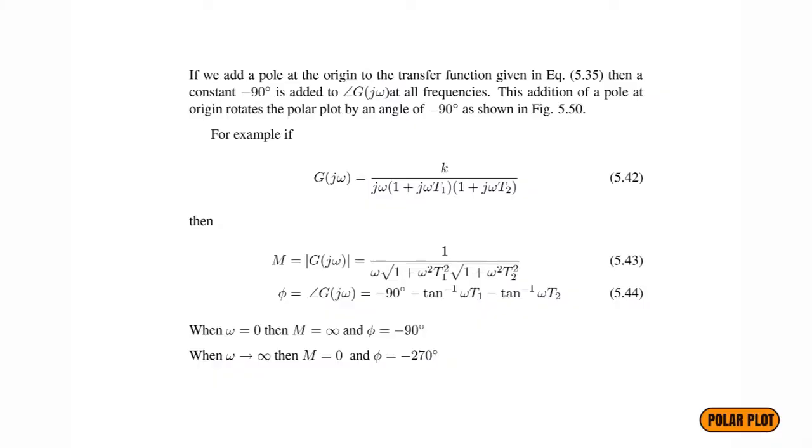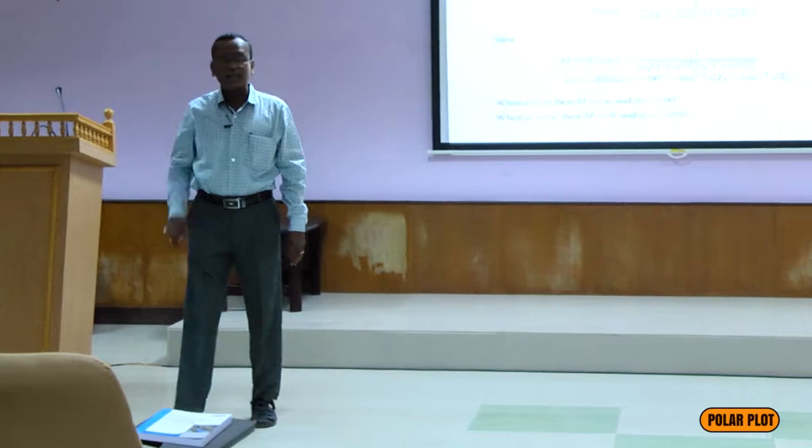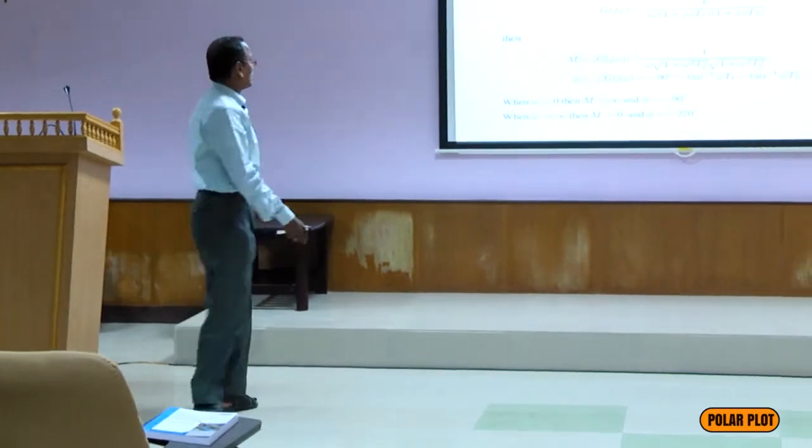This is a type 1 system, because S is in the denominator. In a type 1 system, if you substitute omega equal to 0, it becomes infinity. So it starts at infinity at an angle of minus 90. It is coming from infinity at angle minus 90, and ends at 0.